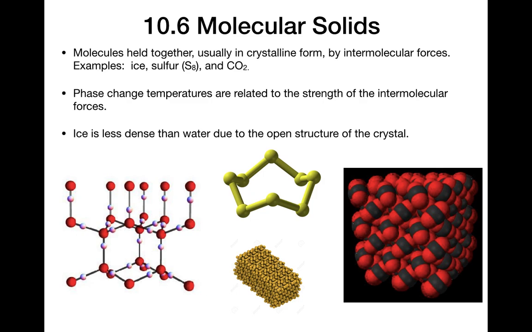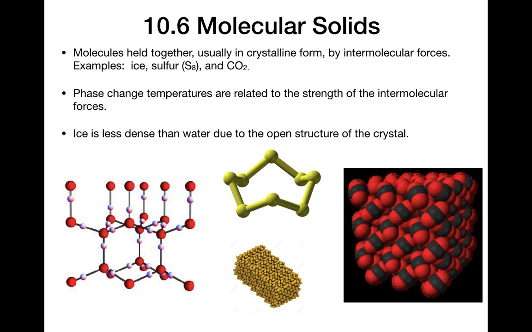Molecular solids are going to have much weaker attractive forces between the particles than in a covalent network. Something like ice or sulfur or carbon dioxide would be a molecular solid. The molecules are packed together in some kind of crystal arrangement to form a crystal of the solid, but the intermolecular forces are what's holding it together. So in the case of ice, the water molecules pack in, in fact, a less dense way than they pack in liquid water. So ice is less dense than water and floats on water.